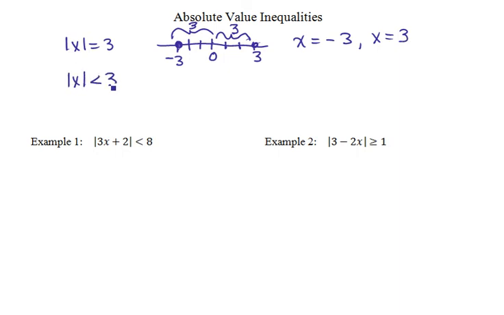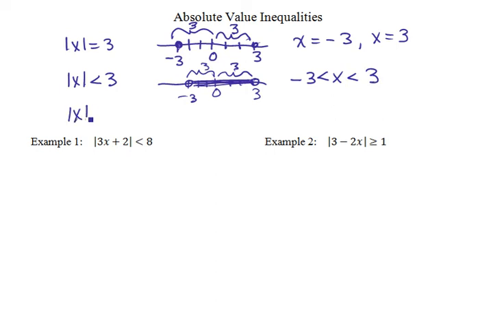So for example, if the absolute value of x is less than 3, well, I'll do the same sort of thing. Exactly equal to 3 would be 3 units in either direction. That gives us negative 3 and positive 3. Because I don't have equal to, I don't want to include those. But I want the distance to be less than 3 units. So I want to be closer to 0. I want everything inside there. So that gives us that my x lies between negative 3 and positive 3.